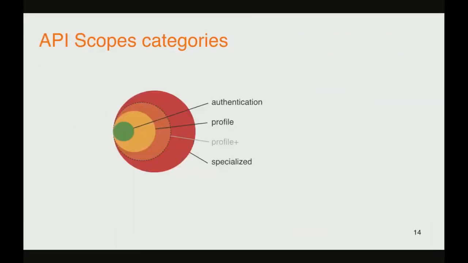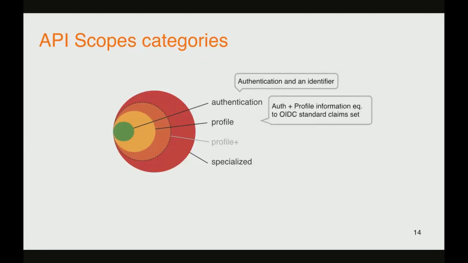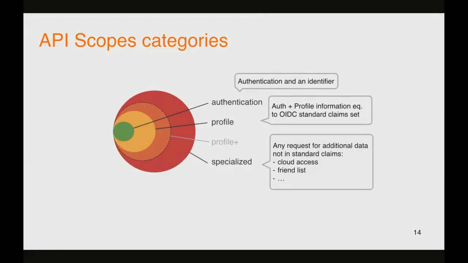So in the paper, we categorize the types of API that are accessed into three different levels: authentication, which is just a proof of authentication, or maybe just implicit, and identifiers; profile data, which we define as being equivalent to what is defined in the OpenID Connect standard; and any other type of data, which we call specialized.